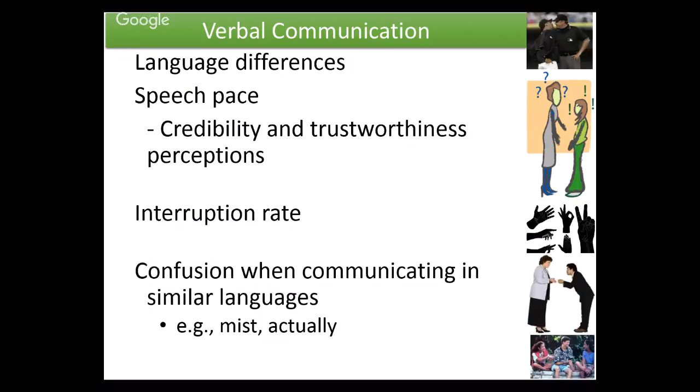So the fast speech may be taken as, oh, all talk and no knowledge. And vice versa, when you get somebody from a slow speech-based culture, for example, from Finland, and you put that person, for example, in Mexico, the person will talk slowly, but the locals may interpret that as, oh, he probably doesn't know what he's talking about because he's so slow in selecting the proper words and communicating the message across.